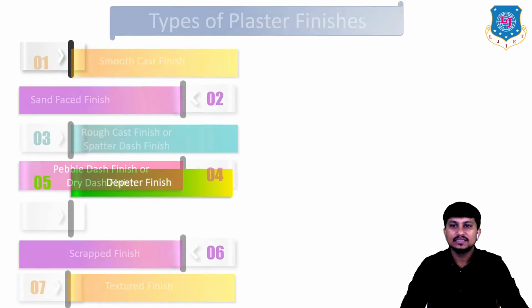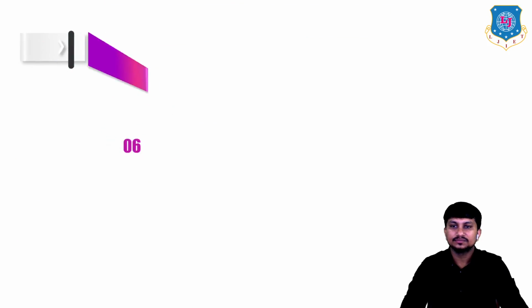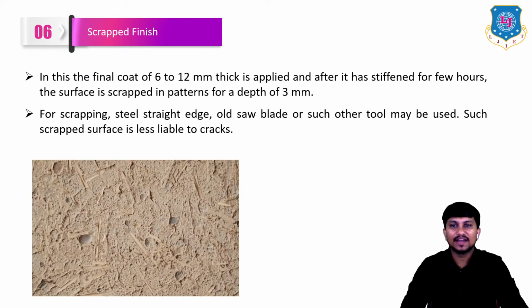Next is scraped finish. In this, the final coat of 6 to 12 mm thickness is applied, and after it has stiffened for a few hours, the surface is scraped in patterns to a depth of 3 mm. For scraping, a steel straight edge, old saw blade, or such other tool may be used. Okay, such a scraped surface is less liable to cracks. Okay, this is how scraped finish looks like.